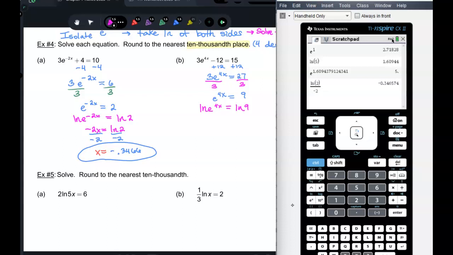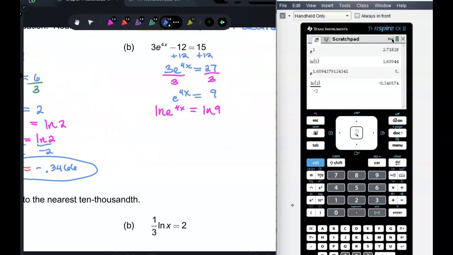So we just do ln of e^(4x). That becomes just 4x because they cancel. It equals ln 9. Those two cancel, so 4x equals natural log 9.